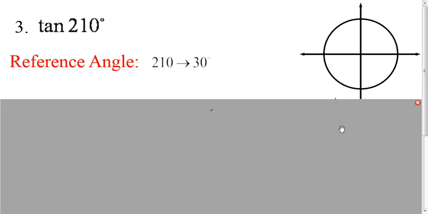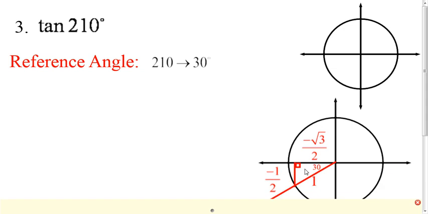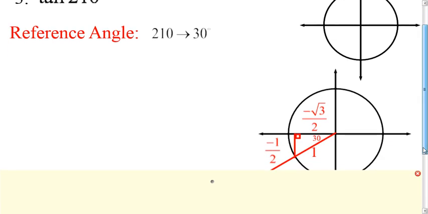Here we're being asked to find the tangent of 210. Well, 210 brings us into our third quadrant, and we'd have a reference angle of 30 degrees. So what we want to do is think about the picture that would go with it. We know that across from a 30-degree angle, we have our side length of 1/2, the hypotenuse is 1, and the adjacent is the square root of 3 over 2. Now, because we're in the third quadrant, we're going down and to the left, so those would have to be marked with negatives.